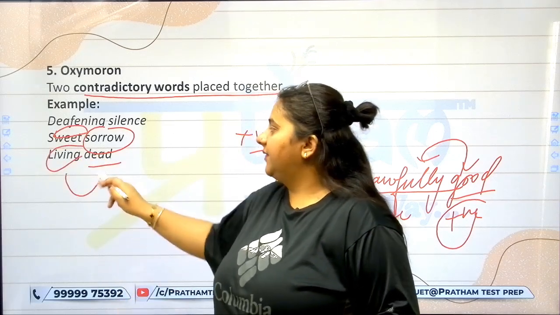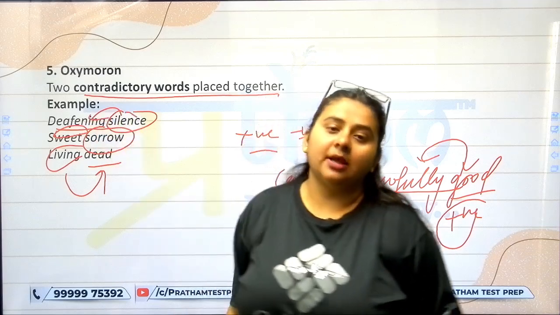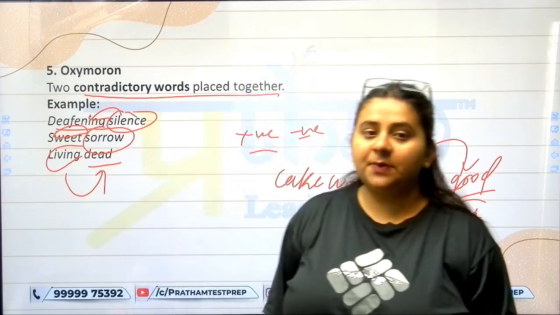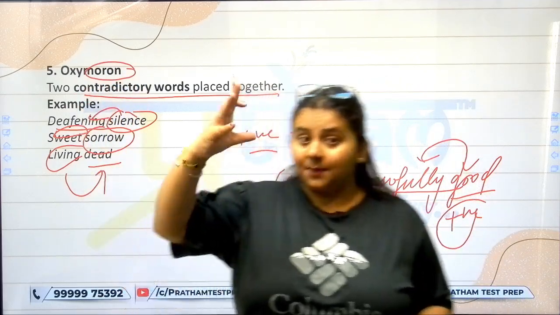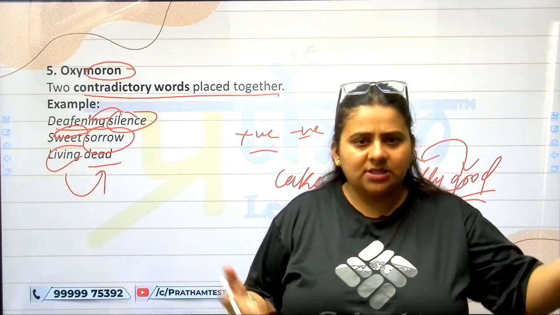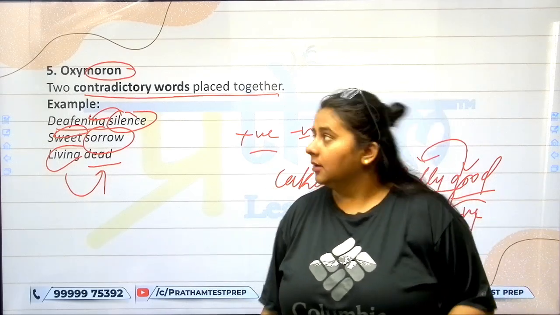Living dead. Living and dead cannot be together. Deafening and silence cannot come together. So when you use two contradictory words together, it becomes a case of oxymoron. Remember it by the word moron. Like a person who's insane would only place positive and negative words together, right? Or else there's no need of doing that.